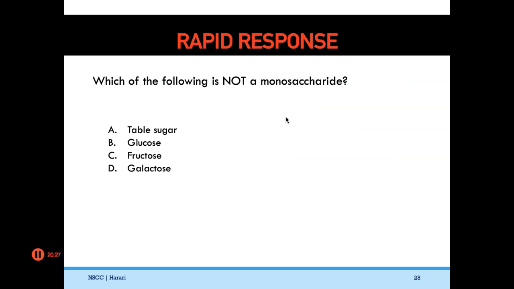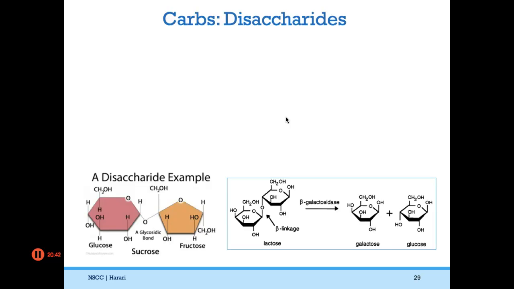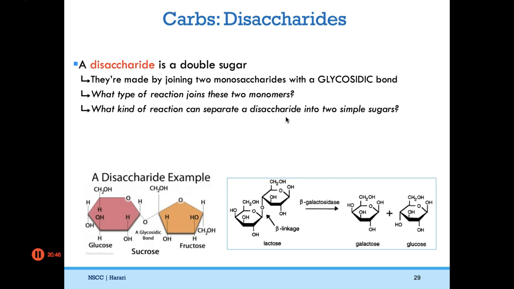So which of the following is not a monosaccharide based on what we just saw? Right? Table sugar is actually not a monosaccharide. So glucose, fructose, and galactose are monosaccharides. Table sugar is a disaccharide. So a disaccharide is a double sugar. They're made by joining two monosaccharides with a special covalent bond called a glycosidic bond. What type of reaction joined these two monomers together? Right, it was a dehydration reaction. And what kind of reaction can separate a disaccharide into two simple sugars? So a hydrolysis reaction.